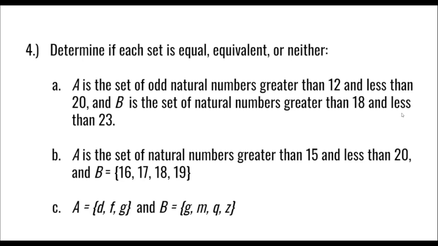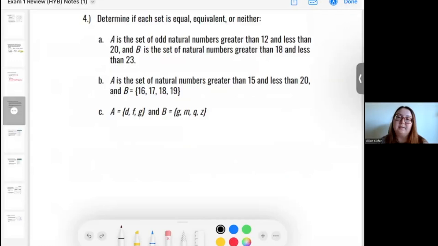And C, we have A is the set of D, F, G, and B is the set of G, M, Q, Z. So for each one, we'll determine if they're equal, equivalent, or neither. So let's go ahead and do these together. All right. So for problem 4, part A, we want to establish what these sets actually are. First off, we want to remember what equal and equivalent mean.